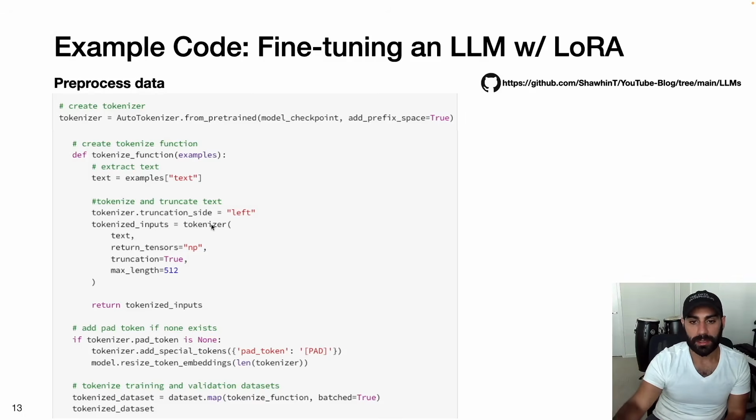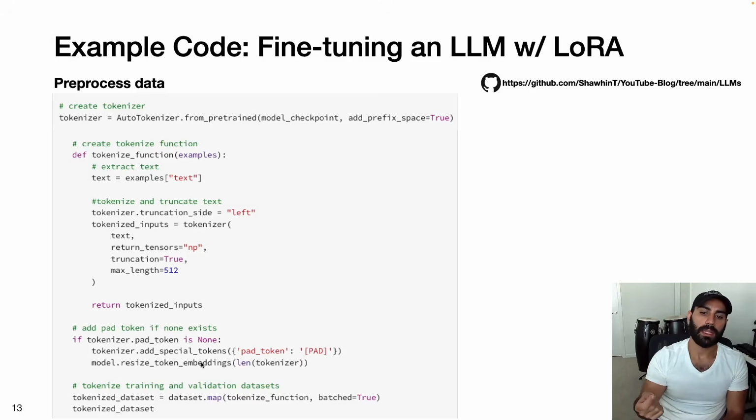And here we're tokenizing the text. Here's our tokenizer that we defined up here, passing in the text. We're returning NumPy tensors. We're doing the truncation. We defined how to do that here. And then we're defining our max length. And then this will return our tokenized inputs.